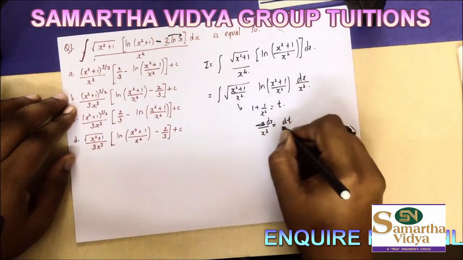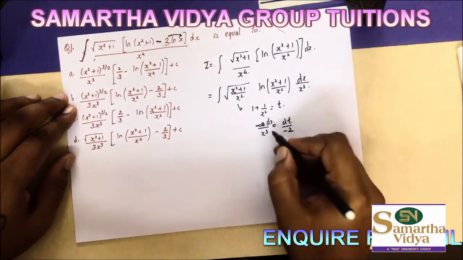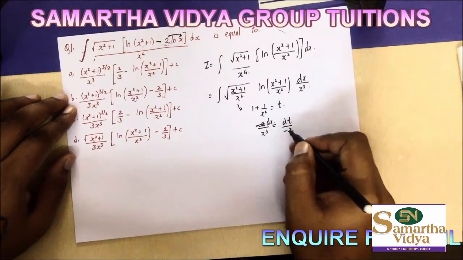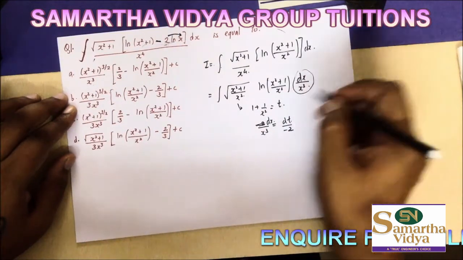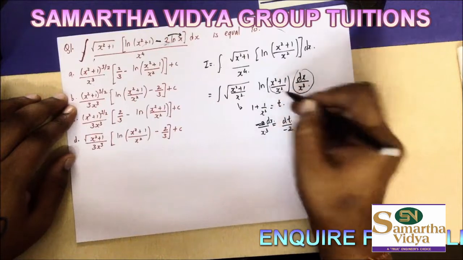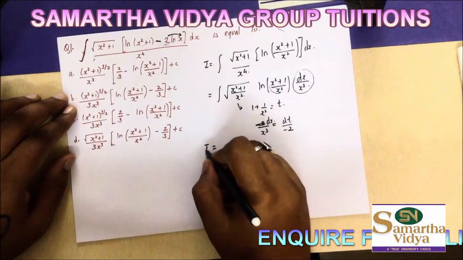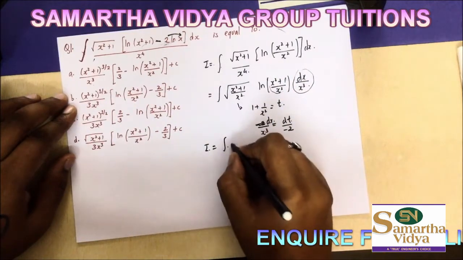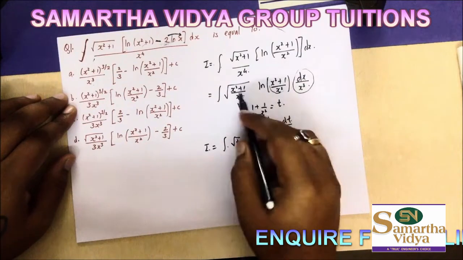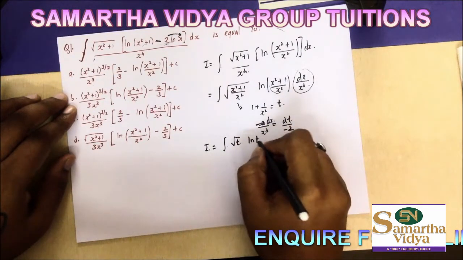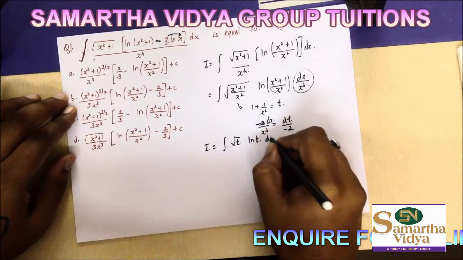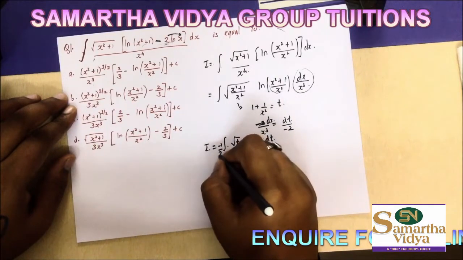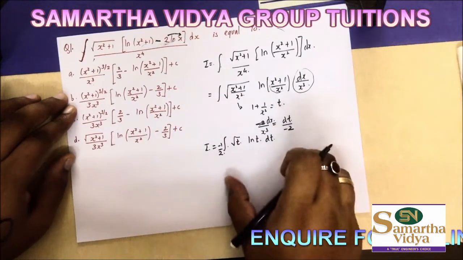So that minus 2 goes that side, it becomes dx by x cube as dt by minus 2. So we have substitution for this and we have substitution for this. So my integration changes to integration of root t ln t, and this is dt and minus half. So we are getting this term.